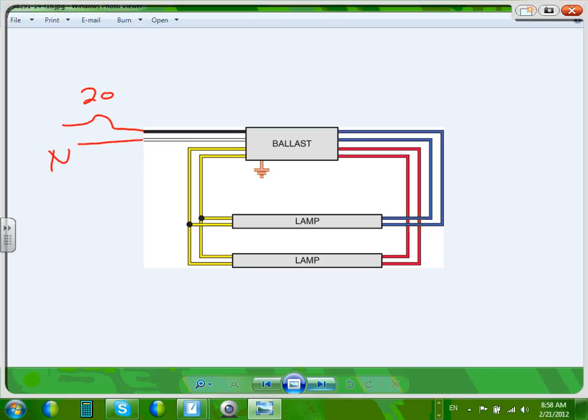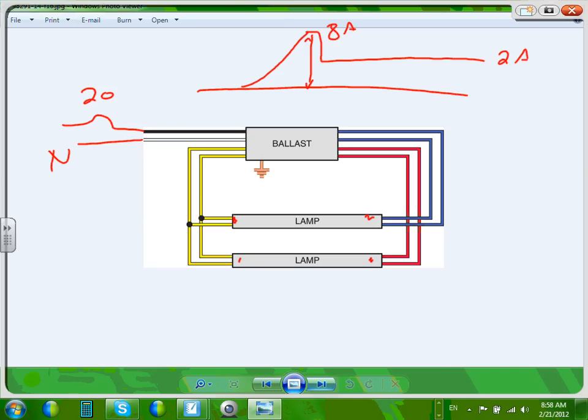20 amp and a neutral, you bring it to the ballast, and from the ballast they go to the anode and the cathode of each one of these lamps, and they heat them so they can start the arc. And when you start that fixture, the current is going to go very high, then the ballast will bring it down to an acceptable level. So let's say this is sucking 2 amps out of the system. At one time, it might get 8 amps as it starts, and then it levels down to 2 amps and burns forever. Any questions, guys, about why we have a ballast?